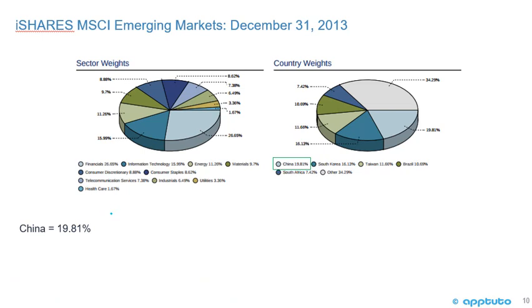And this is my last slide for this LOS. I just want to show you that here I've got some data back from 2013, so about 4 years ago. Again, looking at the MSCI emerging markets in terms of the sector weights, but more importantly at the country weights. And you can see China here was 19.81%.